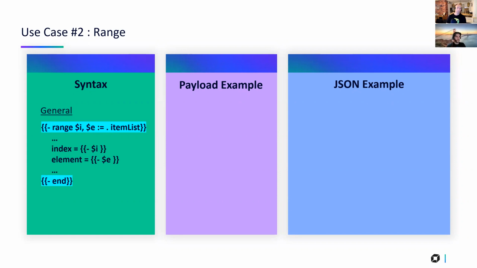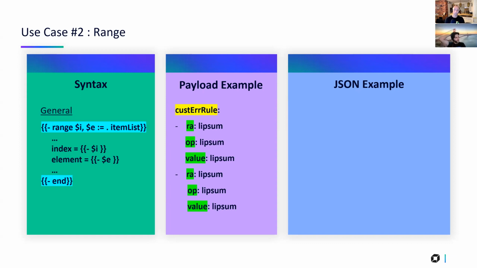Obviously, we need to make sure the JSON is valid at the end of the Go templating. So one way to manage where a comma is placed is by tracking the index, and I'll show you what that looks like. And then we're creating another variable here, which allows us to access all the elements in a given list.